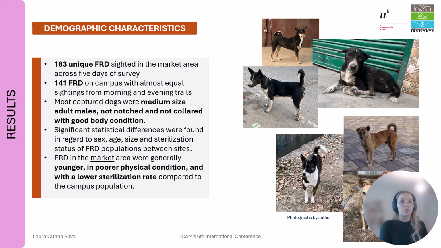Most captured dogs were medium-sized adult males, not notched and not collared, with good body condition. Significant differences were found between the sites. Significant statistical differences were found in regards to sex, age, size, and sterilization status between free-roaming dog populations. Free-roaming dogs in the market area were generally younger, in poorer physical condition, and with lower sterilization rate compared to the campus population, as you can also see from these pictures.